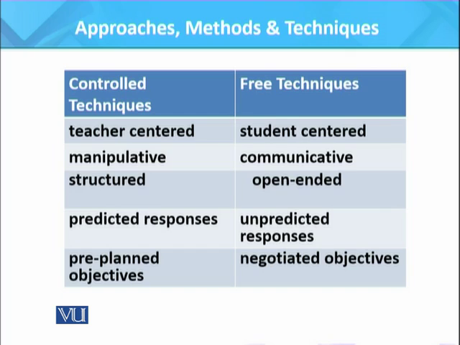Objectives are predetermined, pre-planned, whereas free techniques are student-centered. Reliance is on the learning of the students, and students are in charge of their own processes. It is communicative, open-ended since it involves exchange of ideas and interaction, and unpredicted responses are expected. Objectives are negotiated and not predetermined.